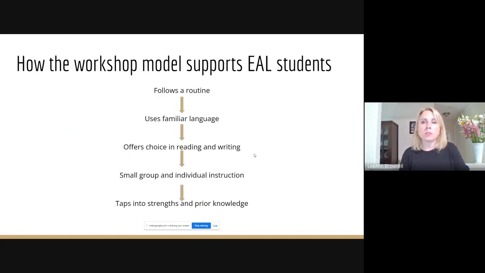So how the workshop model will support students learning English. This is very much a process that follows a routine. They become familiar with the use of language because the language is, again, repetitive. It offers the students a choice. And as we touched on in the introduction, choice is very important because it means that maybe these students are familiar with a topic or they're interested in a topic, and it just sort of increases the level of engagement. They're a little bit more connected. It provides an opportunity for small group and individual instruction. And then it also gives the teachers an opportunity to tap into the strengths and the prior knowledge that these students are coming with. And it gives them an opportunity to work a little bit more closely with the teachers so that they can actually share what strengths they are bringing to the classroom.